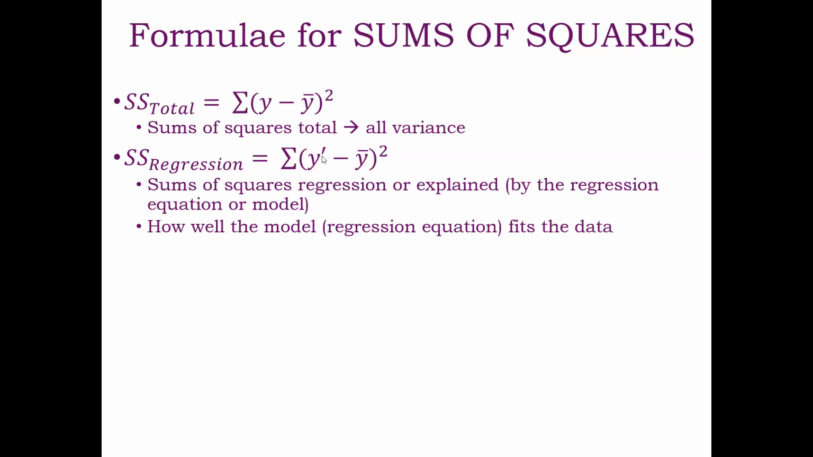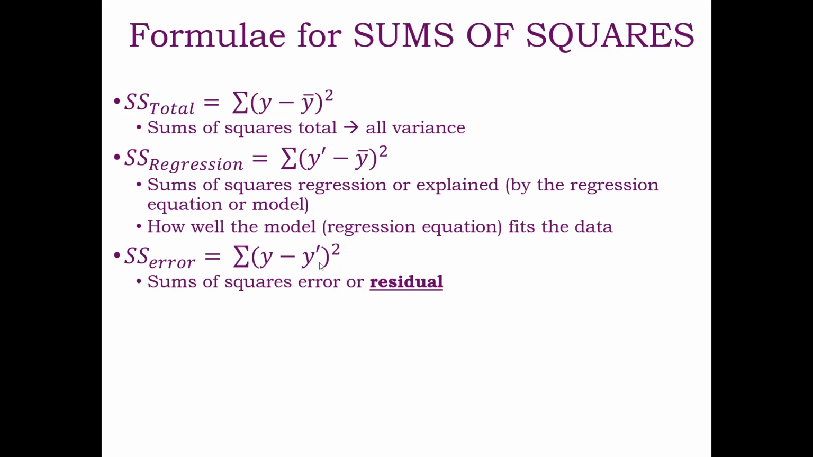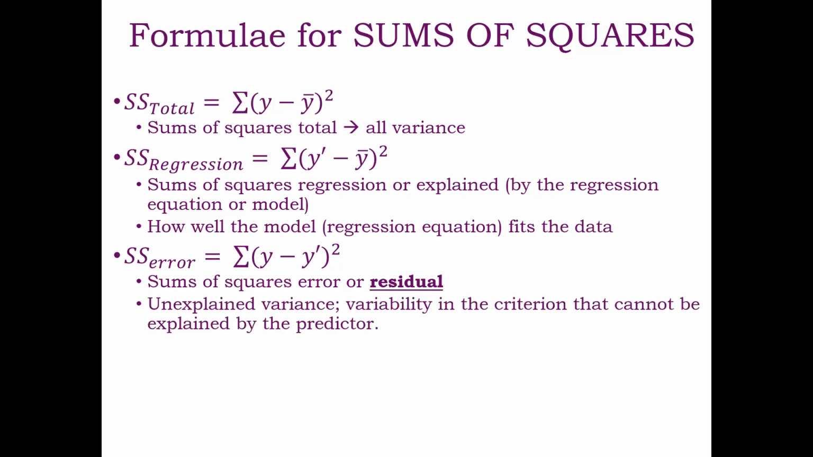And it is just getting the difference between the predicted value of y and the mean of y, which is that gain in prediction, right? Squaring that and then adding them up. And then finally, we talked about sums of squared error, which is the difference between the actual value of y and what the regression line would have predicted, the predicted value. So you get the difference between the actual value of y and the predicted value of y, square it and sum it up. And that's also called sums of squared residual. All right, so this is all unexplained variance.